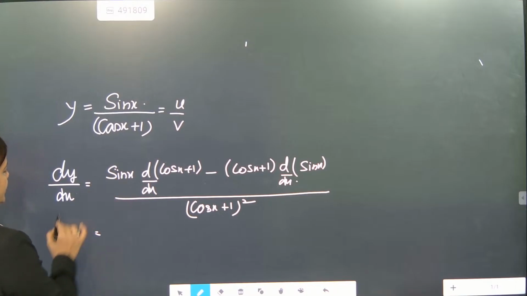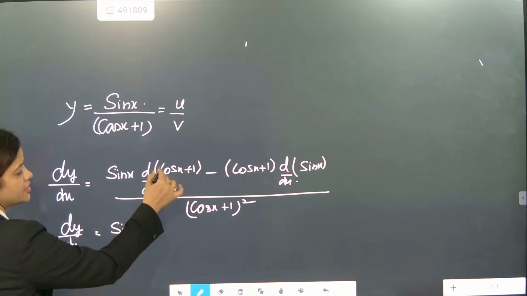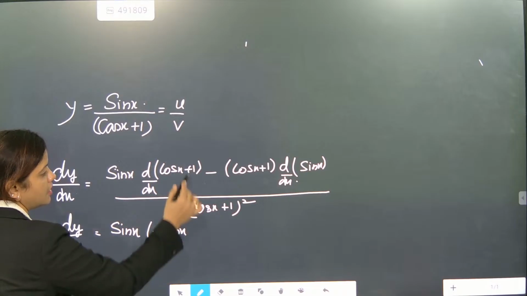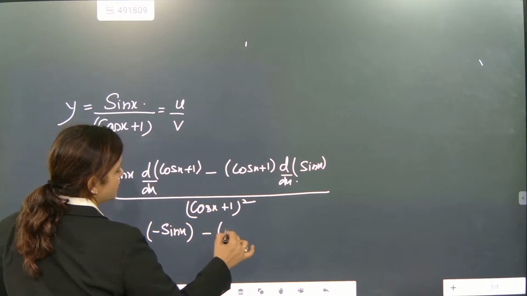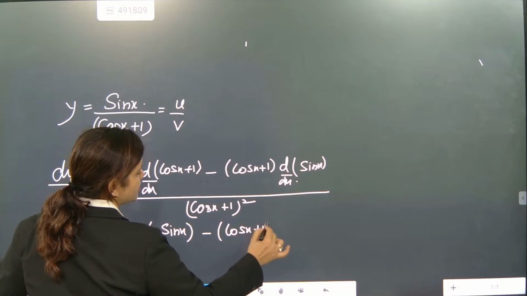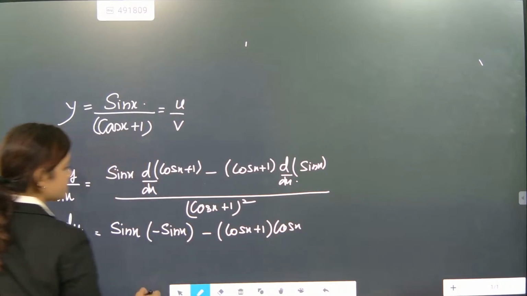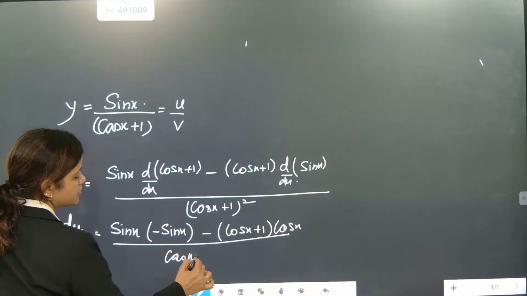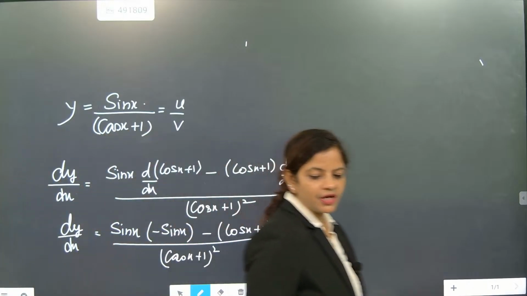Here now sin x. So dy by dx is equal to sin x will be as it is. Cos x differentiation, what did I teach? Minus sin x. One differentiation will become 0. Minus cos x plus 1. Sin x differentiation will become cos x. Okay. Now denominator part is coming as cos x plus 1 whole square. Now what is the next step we are going to do?